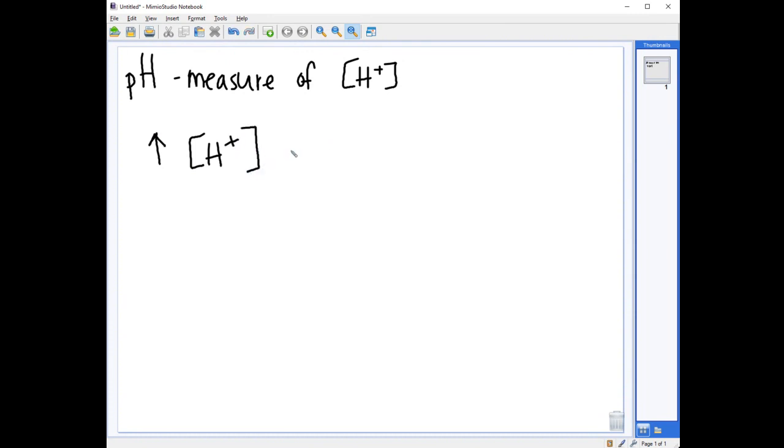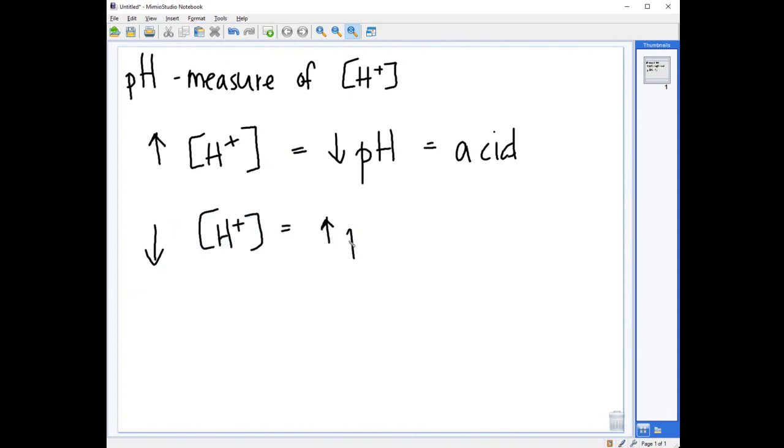Okay. And we know that an acid has a low pH, so a high hydrogen ion concentration equals a low pH, which equals an acid. Okay. Now, when we looked at Arrhenius bases, we saw that Arrhenius bases had an OH. They had hydroxide ions, not hydrogen ions. So if we have a low concentration of hydrogen ions, that indicates a high pH, which is a base.